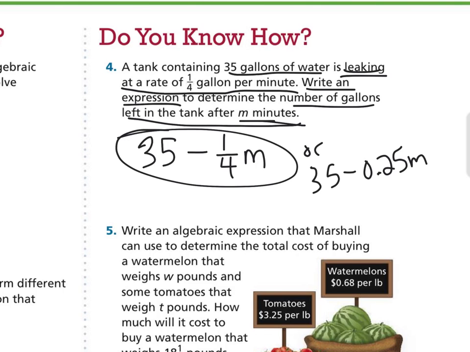Because if you have something like 1/3, if it was 1/3 of a gallon per minute that we were losing, 1/3 is 0.3 repeating as a decimal. So you don't want a repeating decimal in your problem. The easiest case for you is to just keep it as a fraction, and then you don't have to worry about dealing with that.